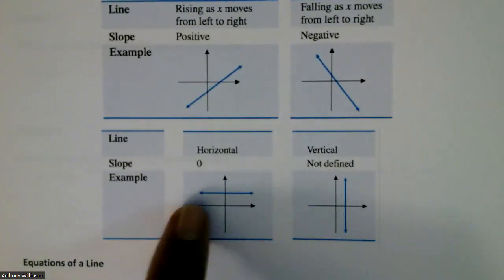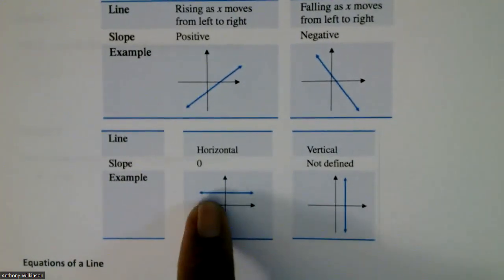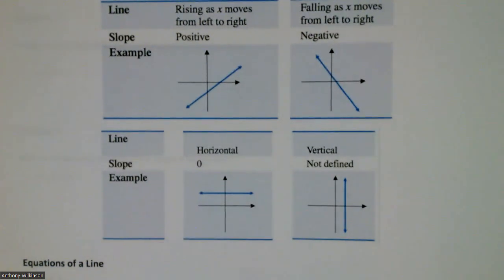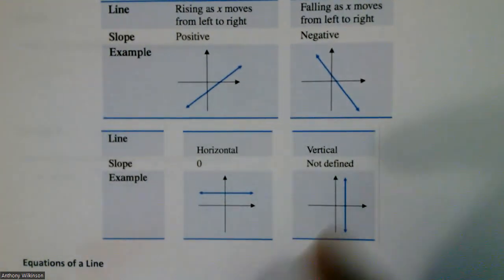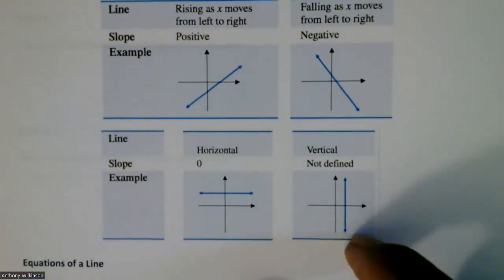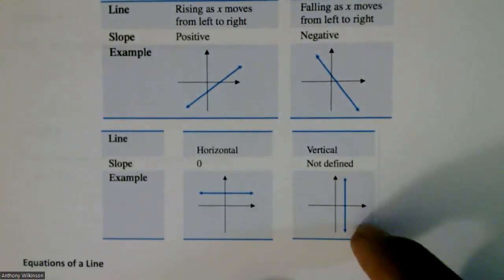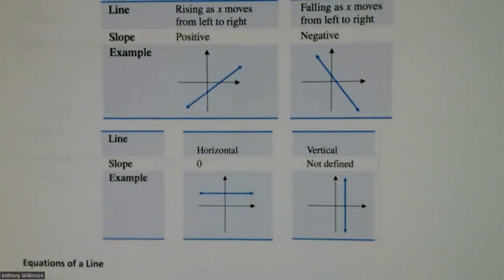And if you have a straight line going across like this, that means your slope is going to be 0, your line is going to be horizontal. A line going straight up and down like this is a vertical line. That means your slope is undefined or not defined.